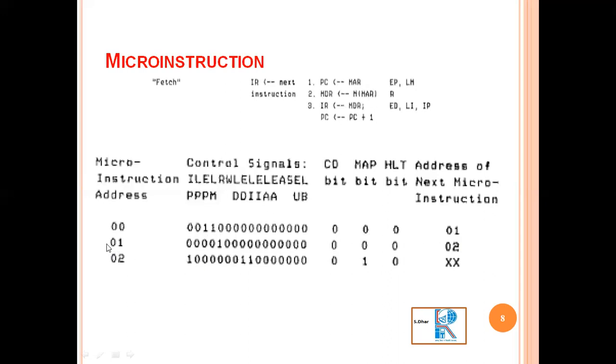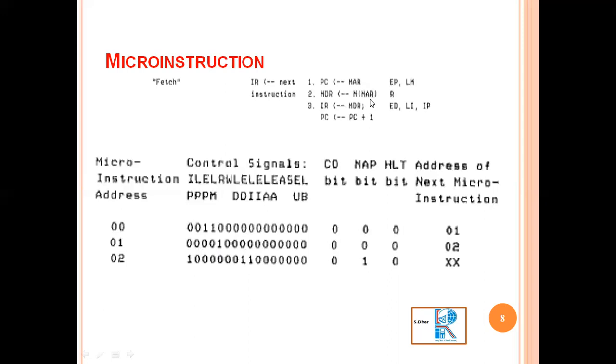Clear? Now in the 0, 1, which micro instruction is stored? Here the stored is 0, 0, 0, 0, 1, 0, 0. See here, in the second micro instruction, R is 1, because here we require the R control bit to be activated. So here R is only 1 and all other bits are 0. Clear? That means this will execute it.